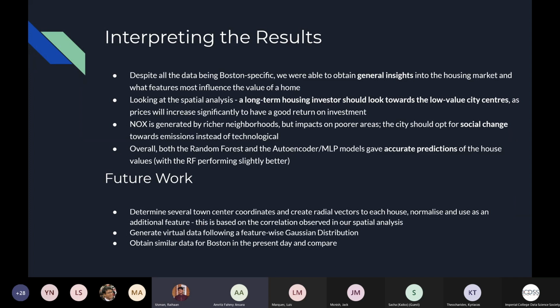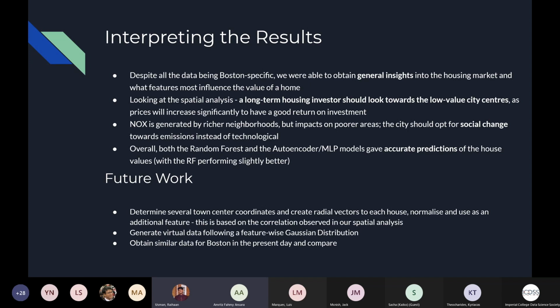And so finally, to interpret the results that we've collected, despite all the data being Boston specific, we were able to obtain general insights into the housing market and what features most influence the value of a home. Also, looking at spatial analysis, a long-term housing investor should look towards the low-value city centers, as prices will significantly increase to have a good return on investment.